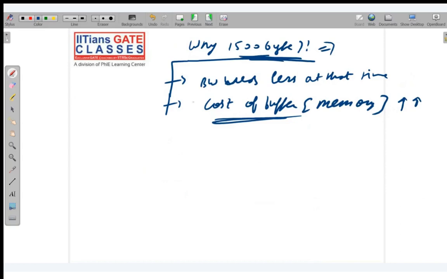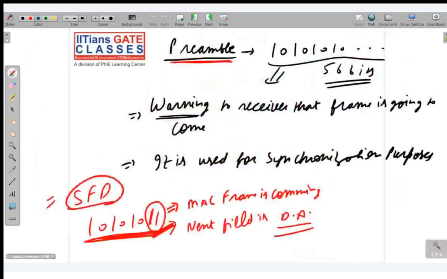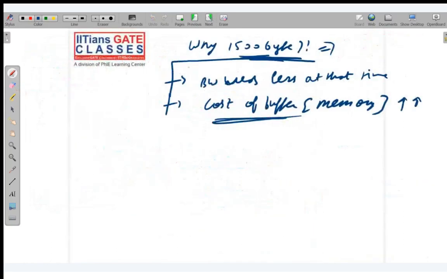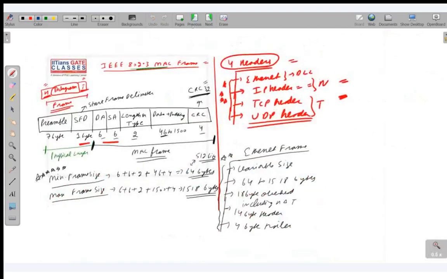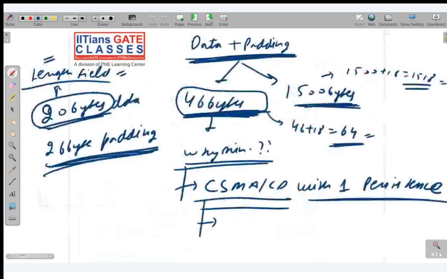So now we have covered data plus padding. Last is CRC. I think I have told you, we have already completed CRC. CRC-32 is used in Ethernet. So now we are going to start addressing, how addressing is done. I have left out only two fields now, the destination address and source address. So let me tell you that also: addressing in Ethernet.